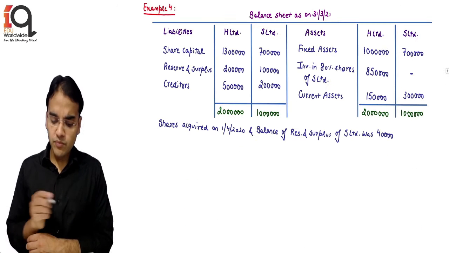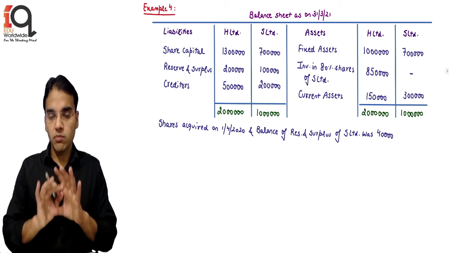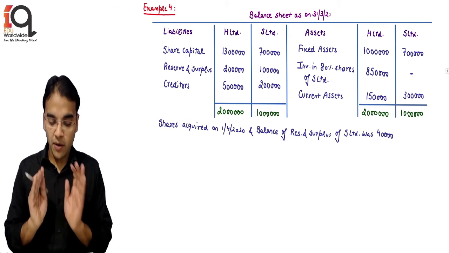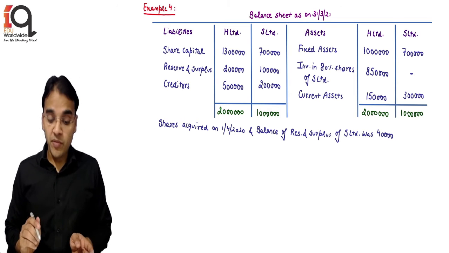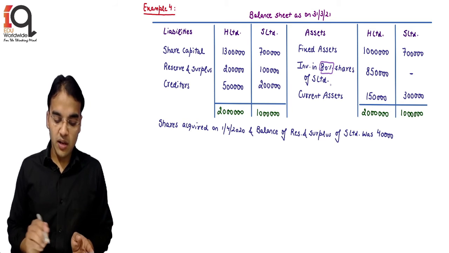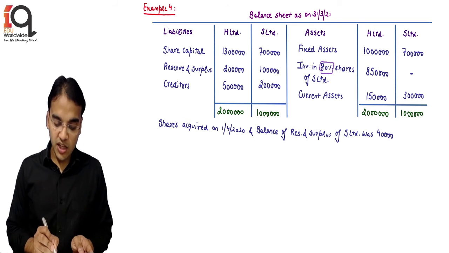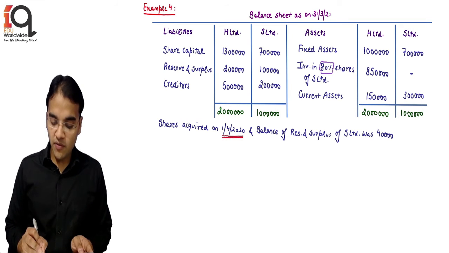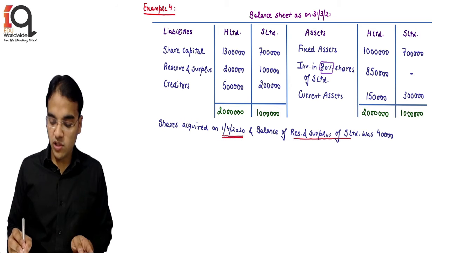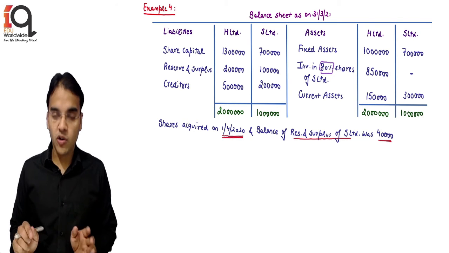Now moving to the next one, a last, conceptual example to make you understand the basic concepts. Then I will revise the same with you. The balance sheet as on 31st March is given: fixed assets 10 lakh, 7 lakh, investment in 80% shares, current assets, share capital, reserve, surplus, creditors. So absolutely the same balance sheet, but the shares were acquired on 1st April 2020 and the balance of reserve and surplus of S Limited was 40,000 on that day. It is 1 lakh at the end of the year, however it was 40,000 on that day.